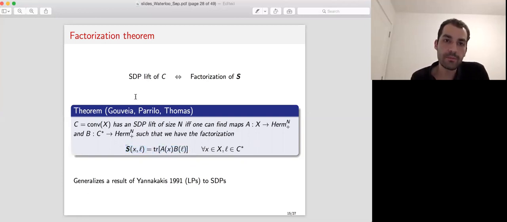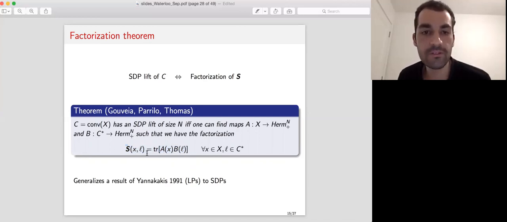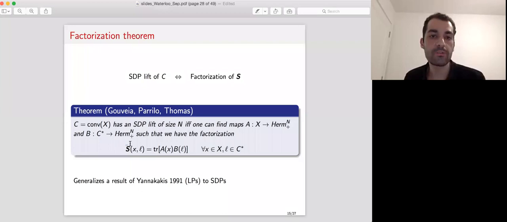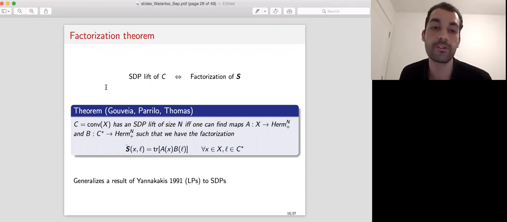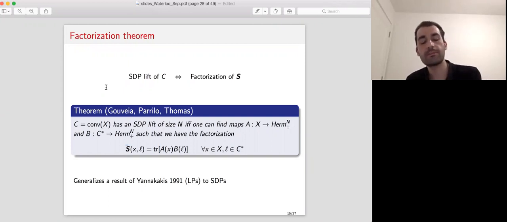And the result is that there is an SDP lift of size n if and only if my slack matrix has a factorization of this form, and the size of the SDP lift is exactly the size of the factorization. So this theorem looks very surprising the first time you see it. From the technical point of view, if you look at the proof, it's not so long. It's a clever application of Farkas lemma, really. I will not prove it here.